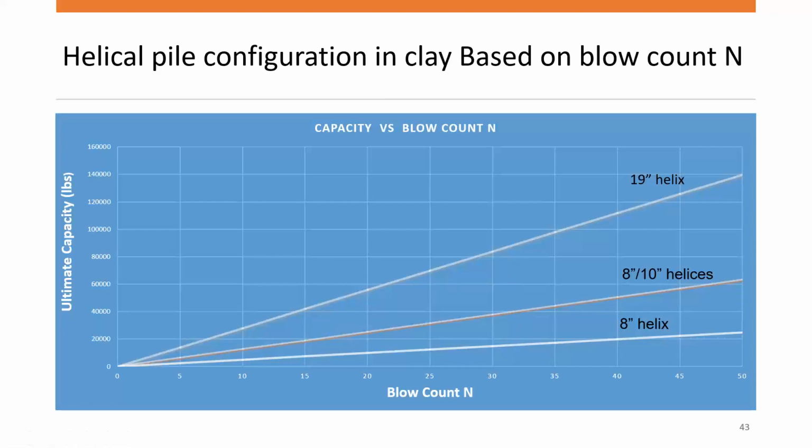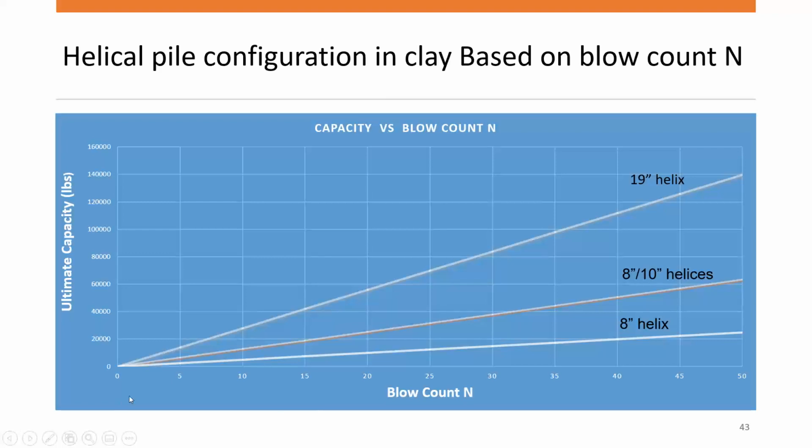Let's assume that Peter called me and he said, Moncef, I have this soil, clay by the way. I have a blow count of 20. I have a design working load of 20,000 pounds, safety factor of 2. What is the helix configuration? Again, because I told you, designing a helical pile, you have to come up with a shaft size, helix configuration, minimum embedment depth, and minimum required torque.